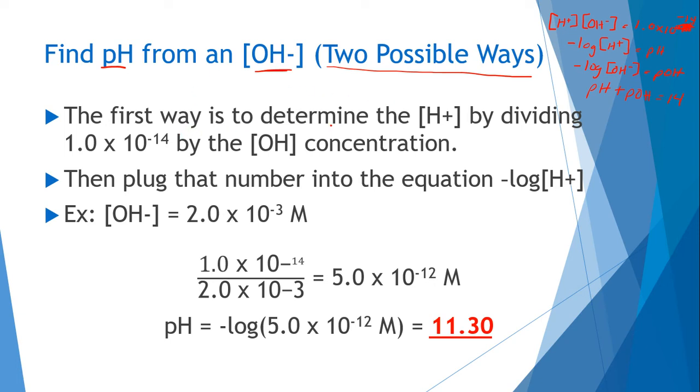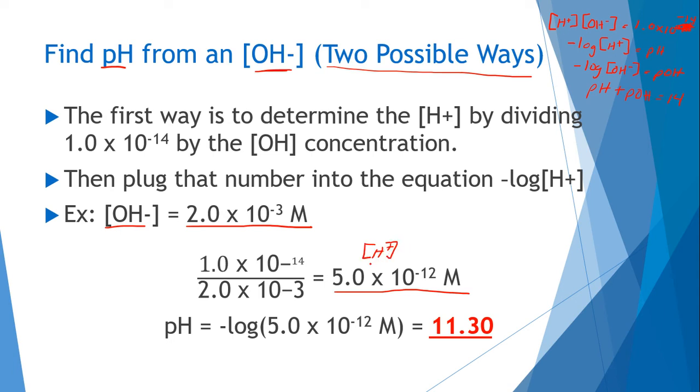So the first way to determine our H plus is by dividing 1.0 times 10 to the negative 14th by the OH concentration you are given. So for example, if you're given the OH concentration 2.0 times 10 to the negative third, you can take 1.0 times 10 to the negative 14th divided by your number you're given, and that equals 5.0 times 10 to the negative 12. And this tells me my H plus concentration.